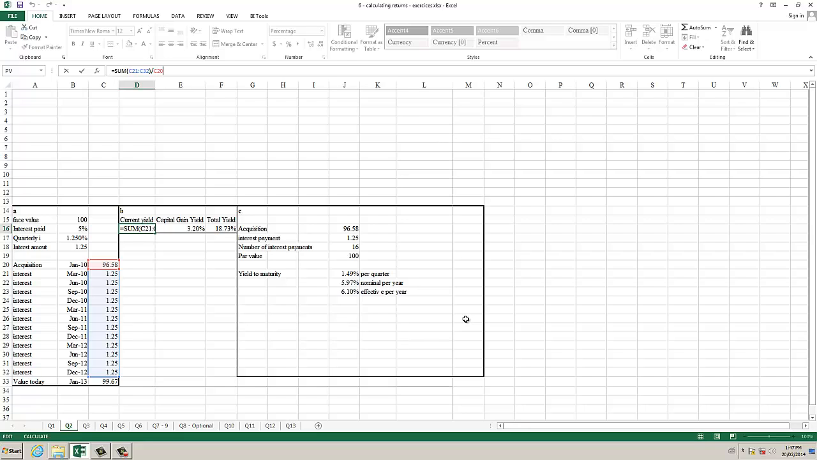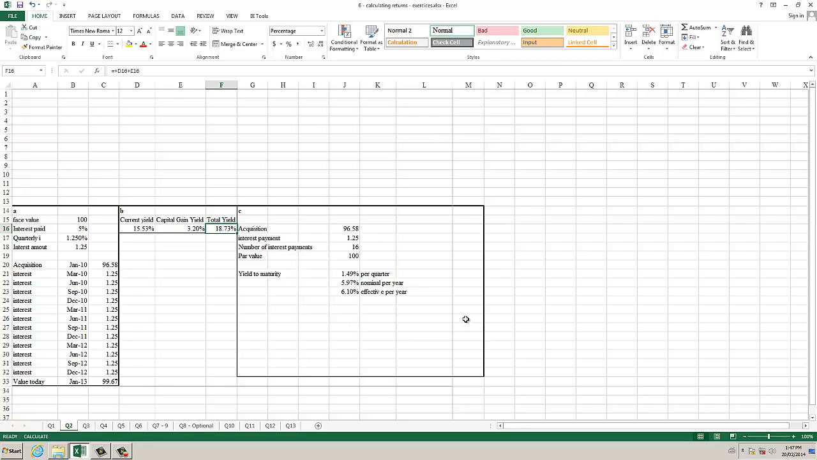So I'm looking at all the income that I've received. $1.25 in each period divided by $96. 15%. The capital gain yield, let's go look at the equation. I'm looking at this, 96, and now it's worth 99. So I've made a capital gain of 3%. The difference between the two divided by my initial investment. And I'll calculate my total here.